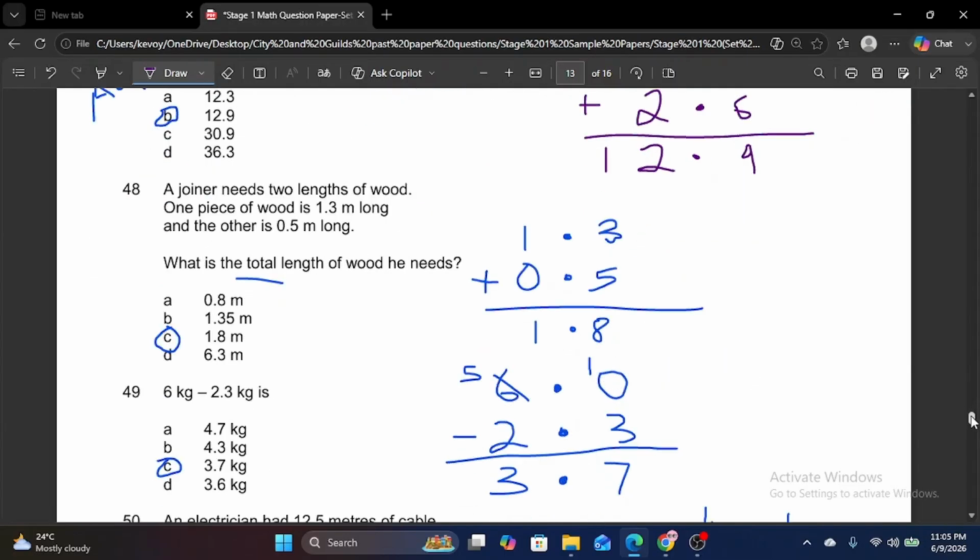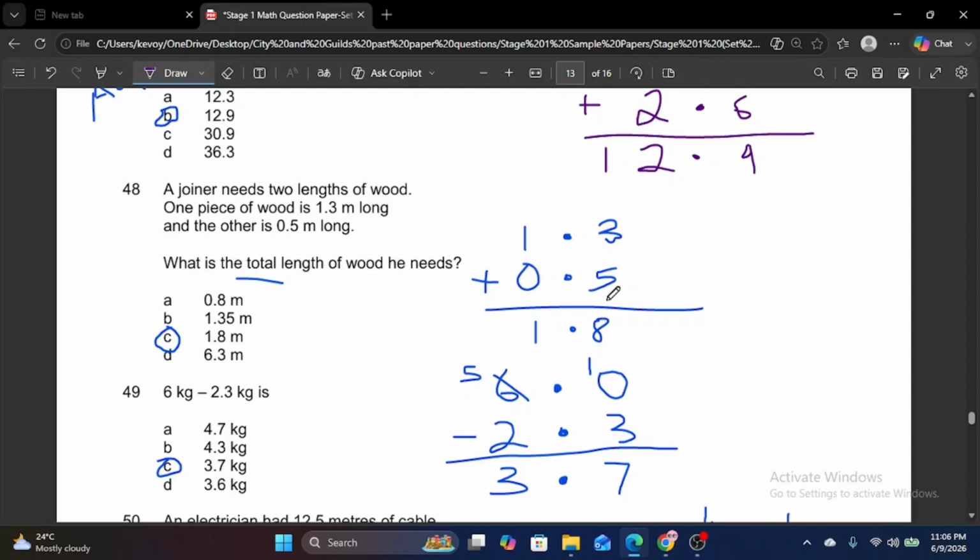Alright, looking at this right here, we have question 49. So that's gonna be a joiner. It needs 2 lengths of wood. So one piece is 1.3 meters long and the other piece is 0.5 meters long. So just like before, we put everything in order. So that's 1.3 plus your 0.5. Ensure everything lines up neatly.